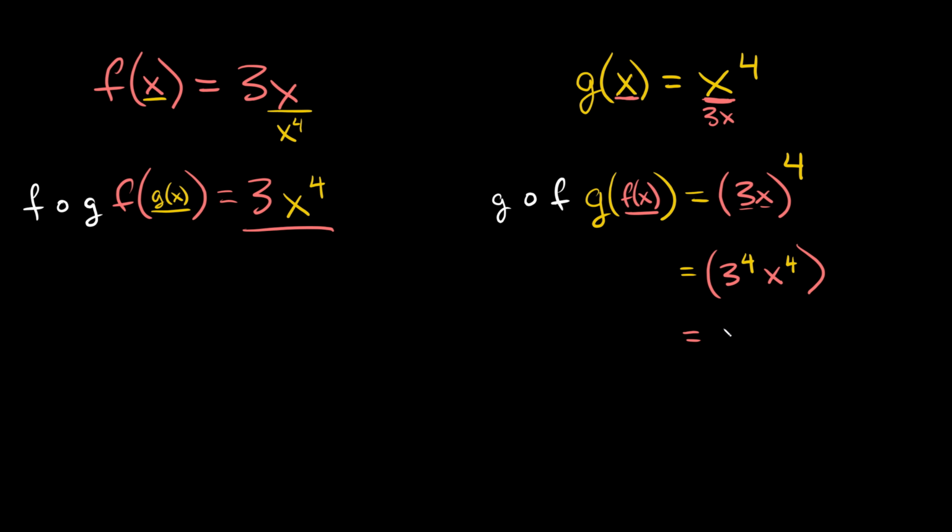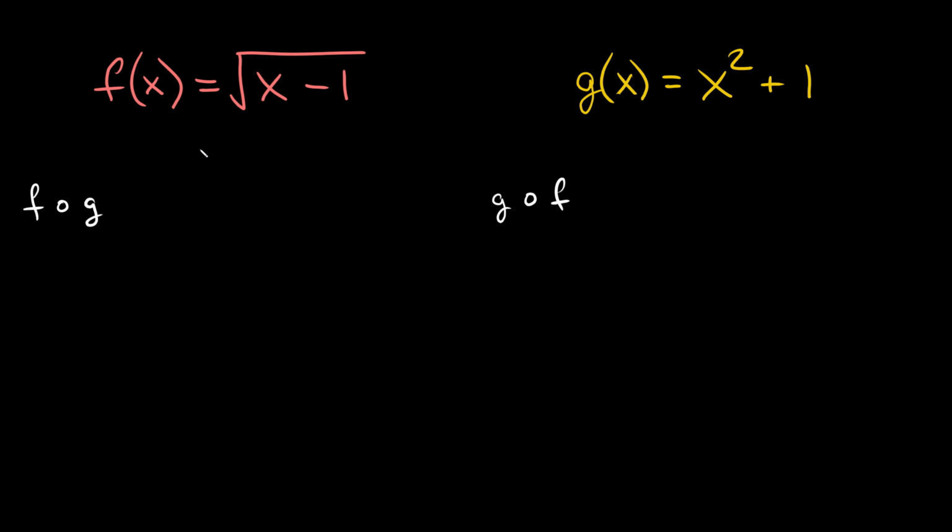So 3 to the 4th is equal to 81, and then we just have our x to the fourth right there. All right, that's as simplified as we can write it, so that's our final answer. All right, now let's do one with a square root. So here we have f of x is equal to the square root of x minus 1, and g of x is equal to x squared plus 1.